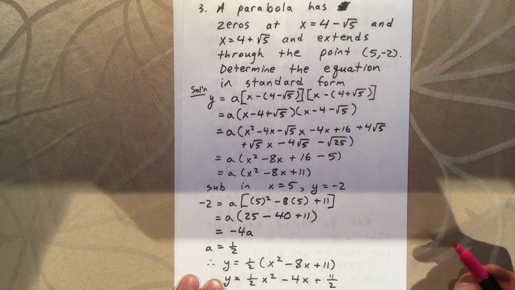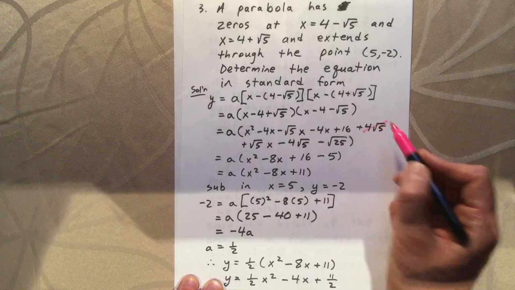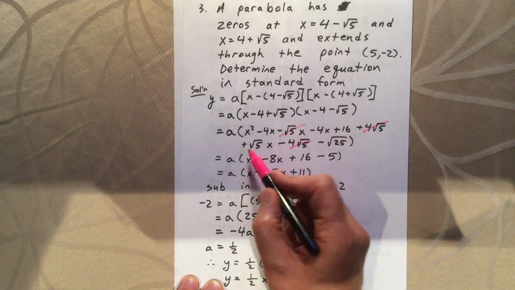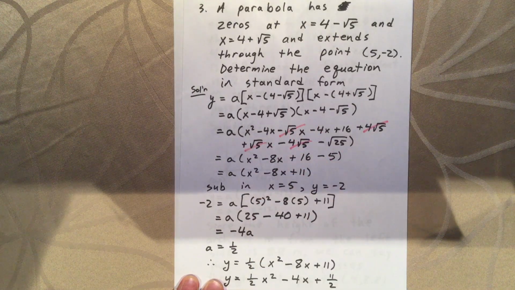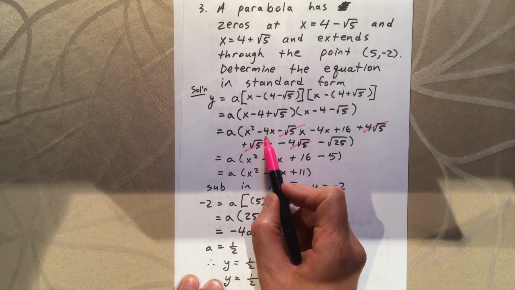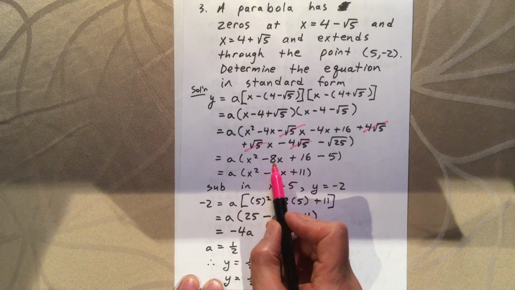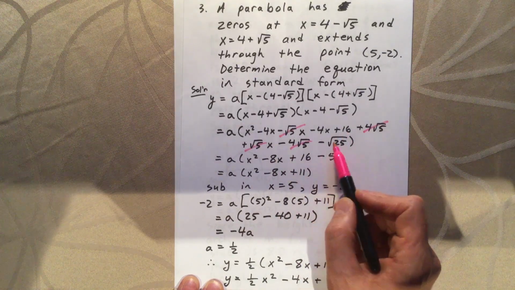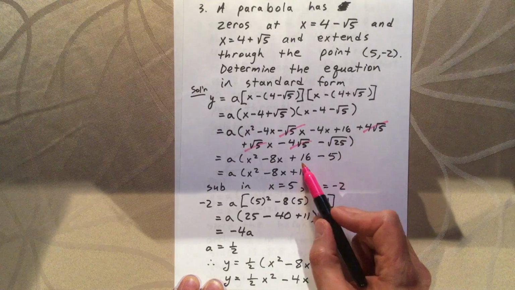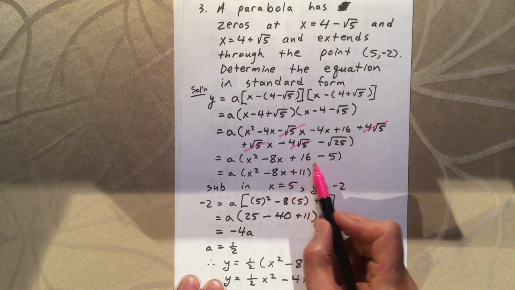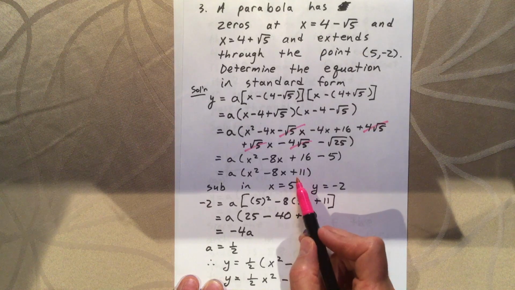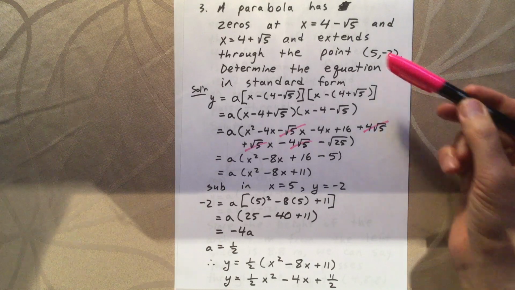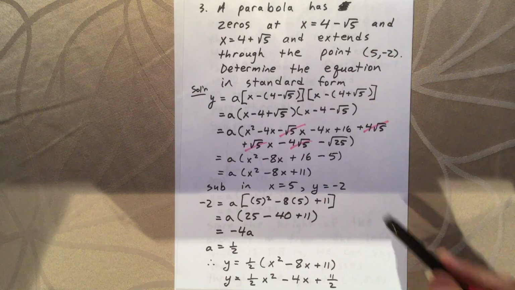Now, as we collect like terms, we can see that the positive 4 root 5 and negative 4 root 5 cancel each other out. The negative root 5 x and positive root 5 x cancel each other out. So we have x squared minus 4x, which is minus 8x, plus 16, and then we have minus root 25, but the root 25 is just 5, so it's minus 5. And we can collect these terms up, and we see that we get x squared minus 8x plus 11 in the bracket.